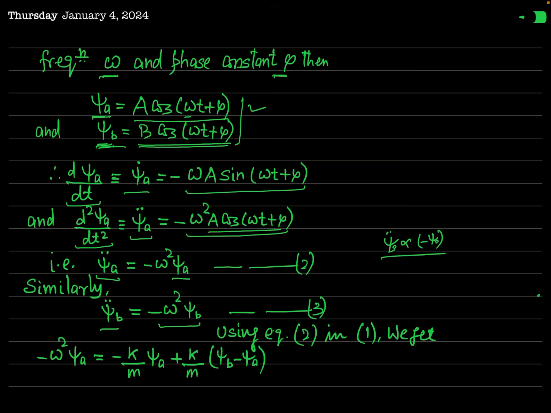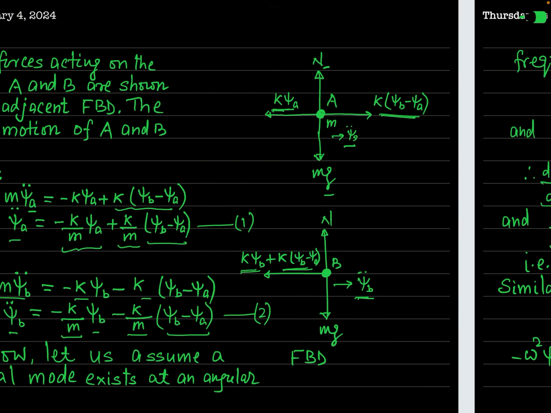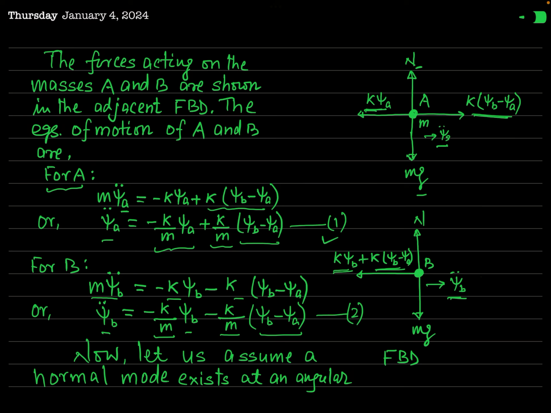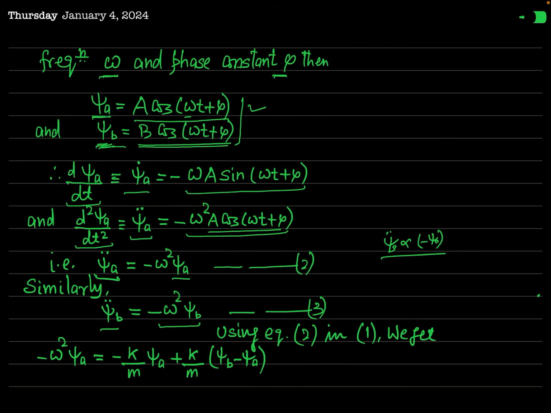Now we will substitute the value of ψA double dot in equation 1. Since you have seen that ψA double dot is minus omega squared ψA, instead of ψA double dot on the LHS of equation 1, we will write minus omega squared ψA. So you can see I have written here minus omega squared ψA, and the RHS remains the same.